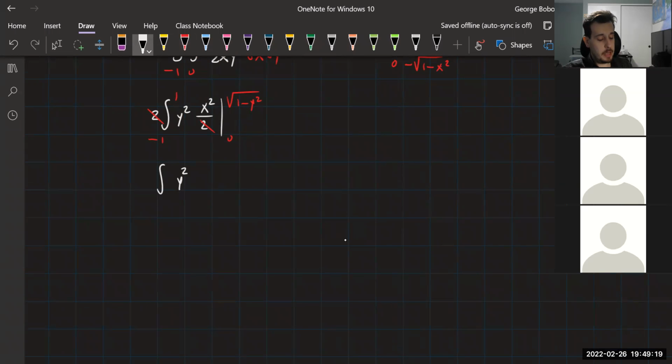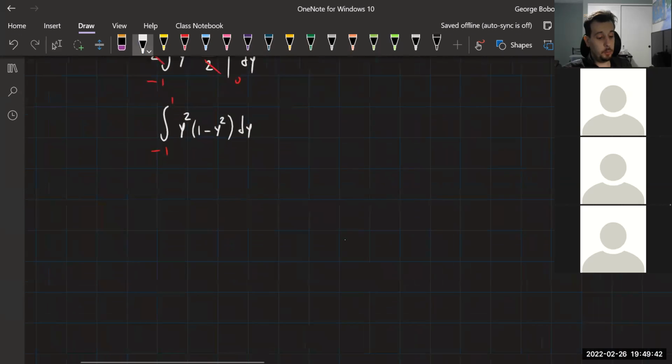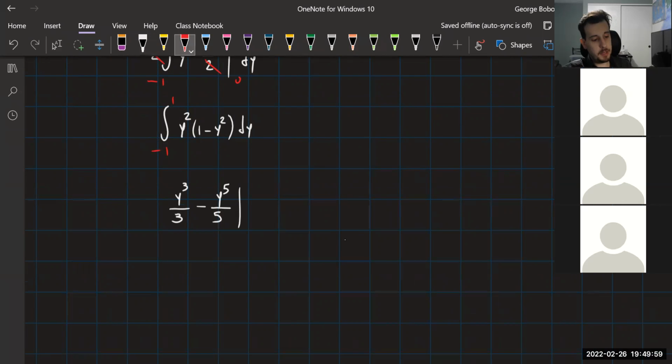You have y squared, and then you multiply this here, so you square the square root, basically: 1 minus y squared. You don't have anything from the 0 coming in, so I ignore that. And then you have dy remaining. And the dy again takes you from negative 1 to 1. So you go ahead and try to pull this off. This is just a polynomial. We can do this in one shot. I'm not really going to mess around. For y squared, the integral is y cubed over 3. And then for y to the 4th, the integral is y to the fifth over 5. This goes from negative 1 to 1.